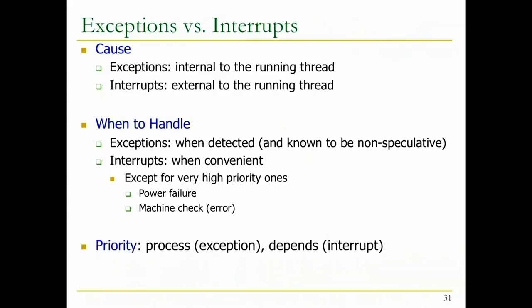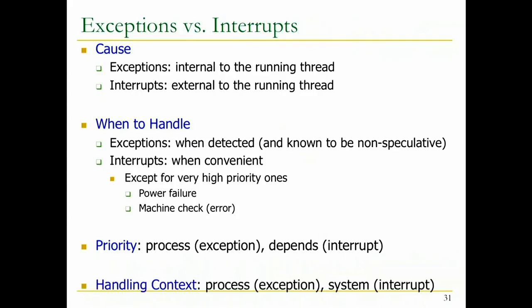Okay, so the priorities of exceptions and interrupts are different. Priority for an exception is the priority of the process, because it's really internal to the running thread. For an interrupt, it really depends, right? How important is this interrupt? Power failure is very important, but something else may not be as important, right? And then handling context. You don't need to know these as much, but these are the really fundamental ones. Basic handling context means, because an exception is internal to the thread, how you handle it depends on the context of the thread, the architectural thread.